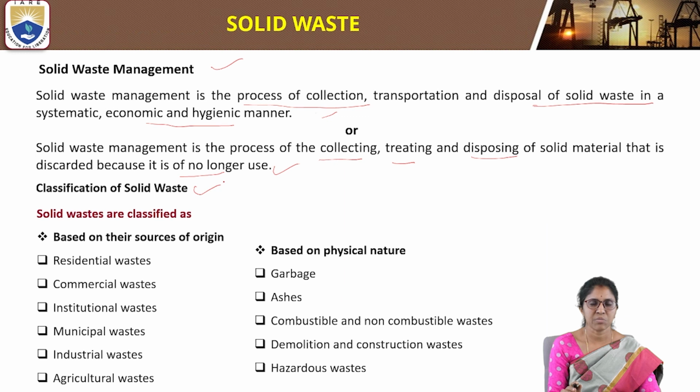So, classification of solid waste. We have two types of classifications: first, based on their sources of origin, and second, based on their physical nature. Based on sources of origin, we have residential waste, commercial waste, institutional waste, municipal waste, industrial waste and also agriculture waste.